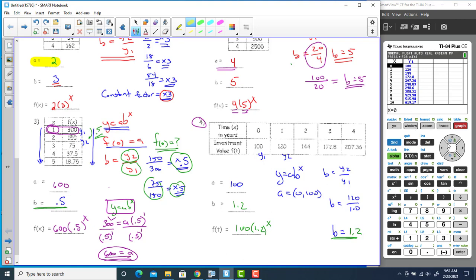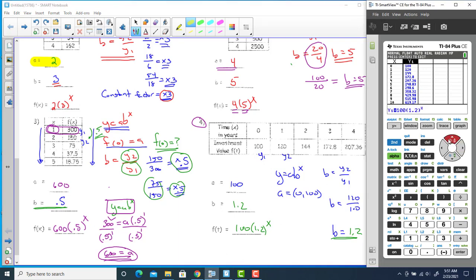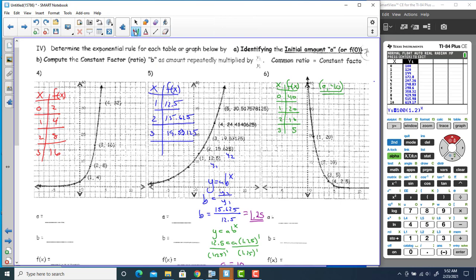I went ahead and checked that in my calculator to make sure that it was correct. So I went to my function list, and I typed in 100 times 1 2/10 to the power of x, and I computed the measured amounts throughout time to make sure that they matched the table that was given to us. Cool. Please flip.